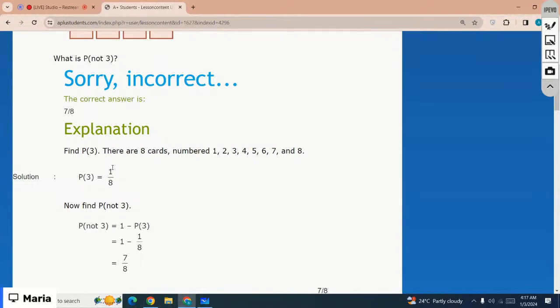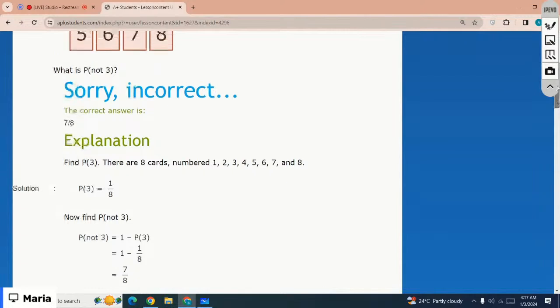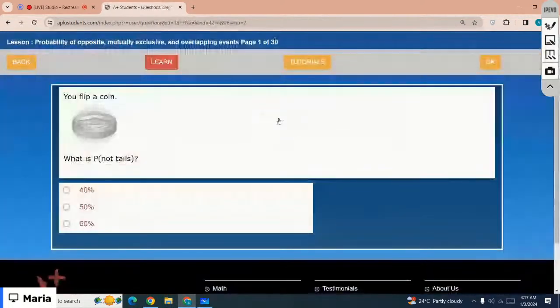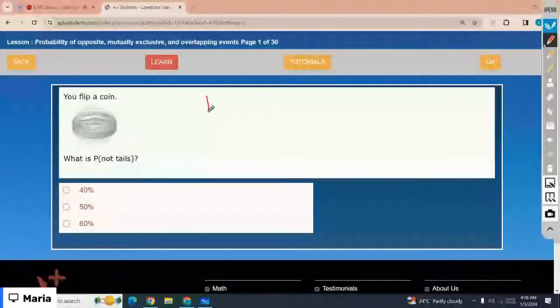Let's just start with the practice questions. Okay, you flip a coin. What is the probability of not tails? So whenever we flip a coin, we have only two options, either head or tail. So the probability of tail is 1 over 2, right? 1 out of 2 choices.